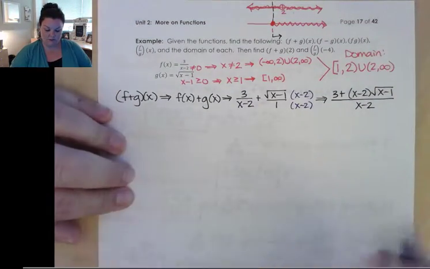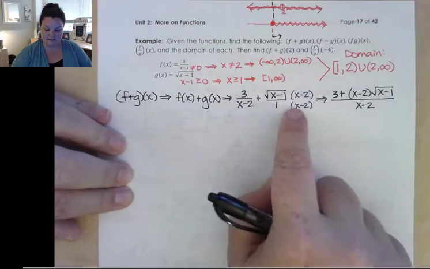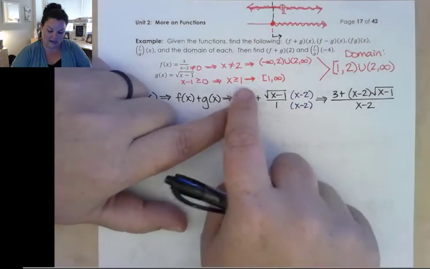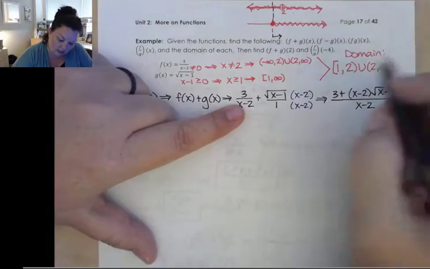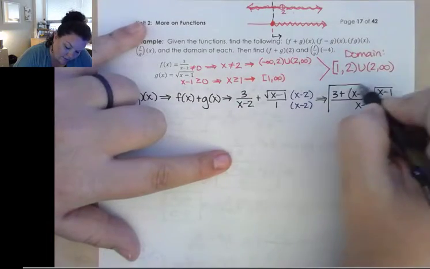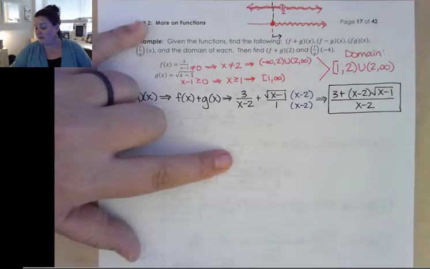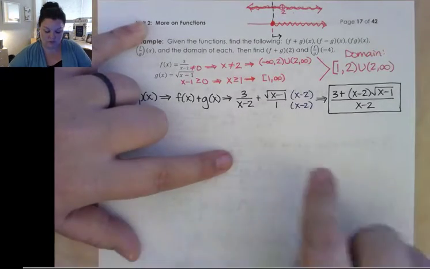Okay, so we adjusted so that this one has the same domain, and then once they have the same domain, we're just adding the tops, right? There's nothing here that I can simplify, so we're going to leave it like that, and then check our domain to see if anything got more restrictive.